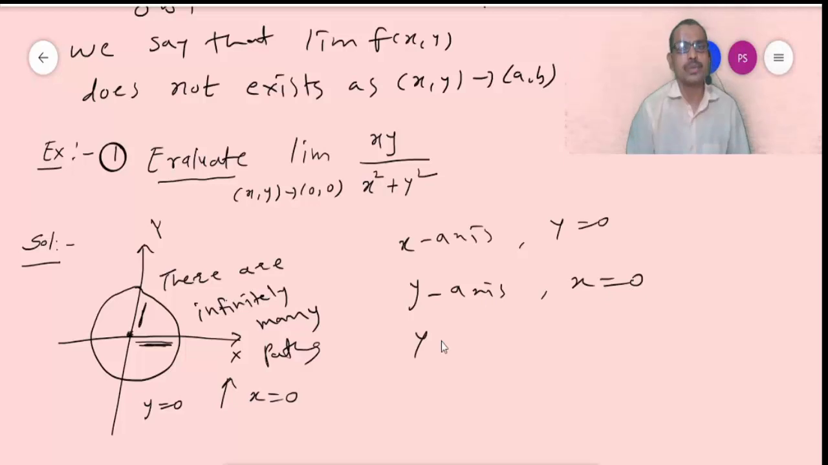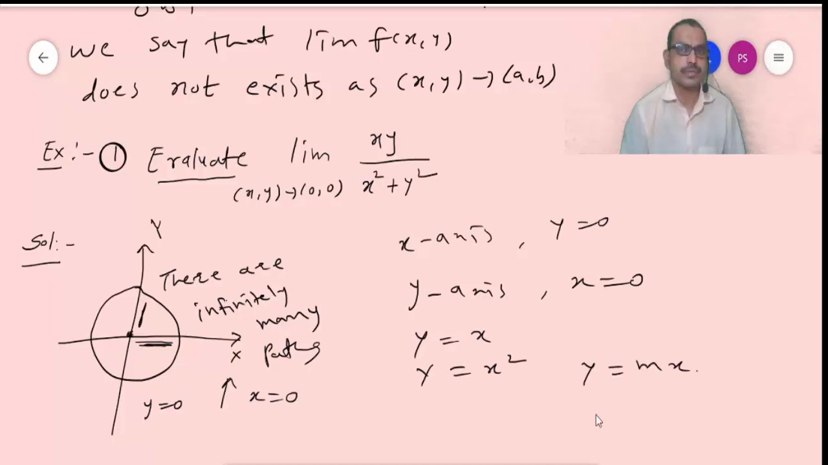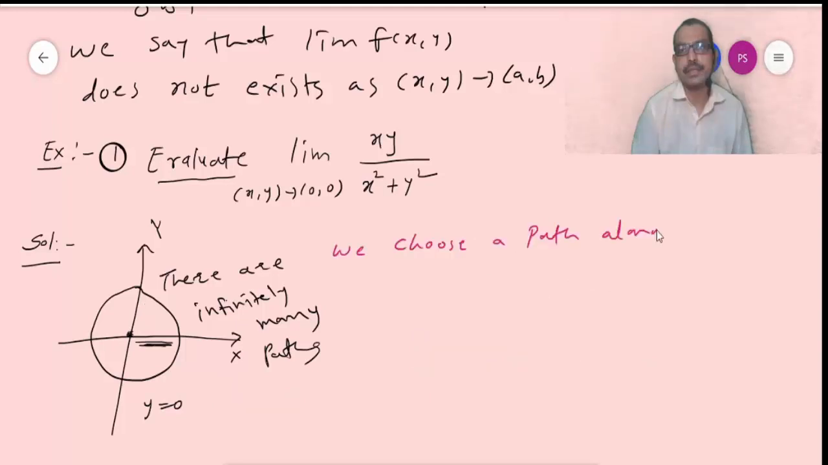Choose the path y equal to x. Choose the path y equal to x squared. Choose the path y equal to mx. There are infinitely many paths. If we choose the path along the x-axis, that is y equal to 0.